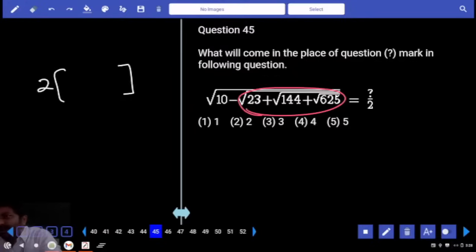Correct? Use your common sense and look at the second under root value, 23 plus something. Is there any chance of getting 81 there? No way. So this is eliminated. When you don't get 9 over there, 10 minus 9, root 1 you will not get. So the answer cannot be 2. Okay.